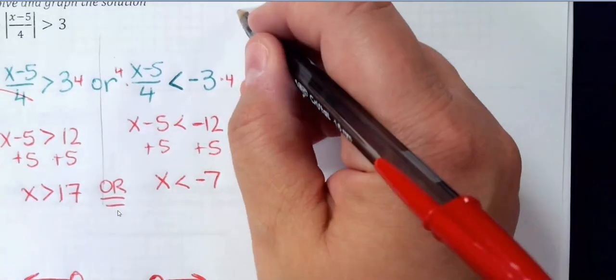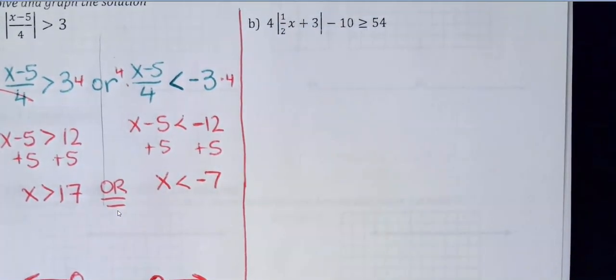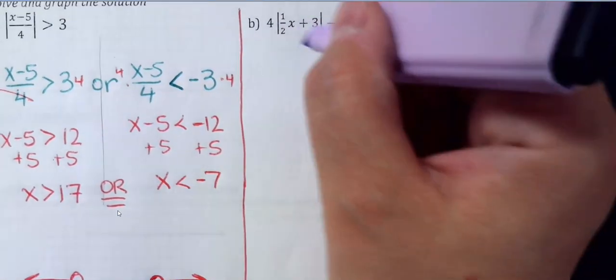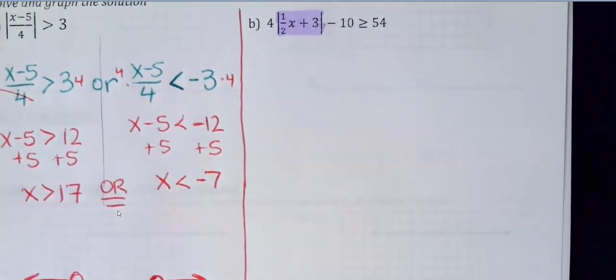Now, the challenge is you cannot apply that definition unless you have that absolute value all by itself. So you got to make sure you get the absolute value alone on one side first. So in this, I have absolute value 1/2 x plus 3. Just kind of treat that as a giant variable. I want to get that by itself. So I have 4 times that absolute value, and then minus 10 greater than or equal to 54. If I'm trying to get that absolute value alone, what should I do first?